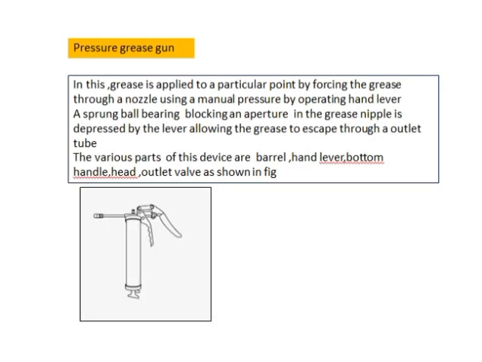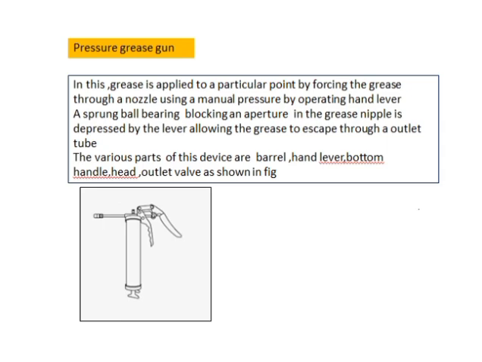Next is the pressure grease gun. In this, grease is applied to a particular point by forcing the grease through a nozzle using manual pressure by operating a hand lever. The spring ball bearing blocking an aperture in the grease nipple is depressed by the lever, allowing the grease to escape through the outlet tube. The various parts of the device are barrel, hand lever, bottom handle, head, outlet valve as shown in the figure. So this is the pressure grease gun.